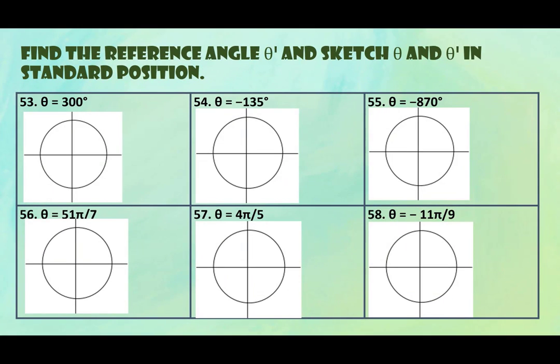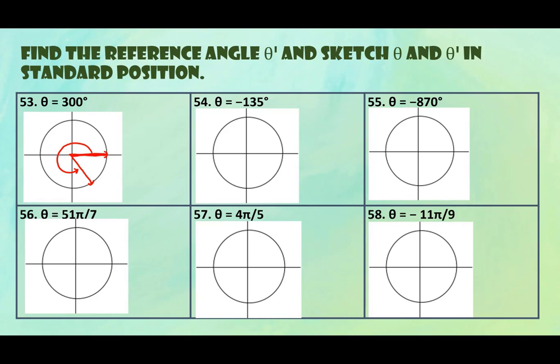Okay, so the first thing we have here is we're going to find the reference angles, and we're going to sketch theta and theta prime in standard position. So the first thing we're going to do is we have theta equal to 300 degrees. So we know that in standard position our initial side is on the positive x-axis, and 300 degrees is right about here. So here is our angle, and this denotes that it's 300 degrees.